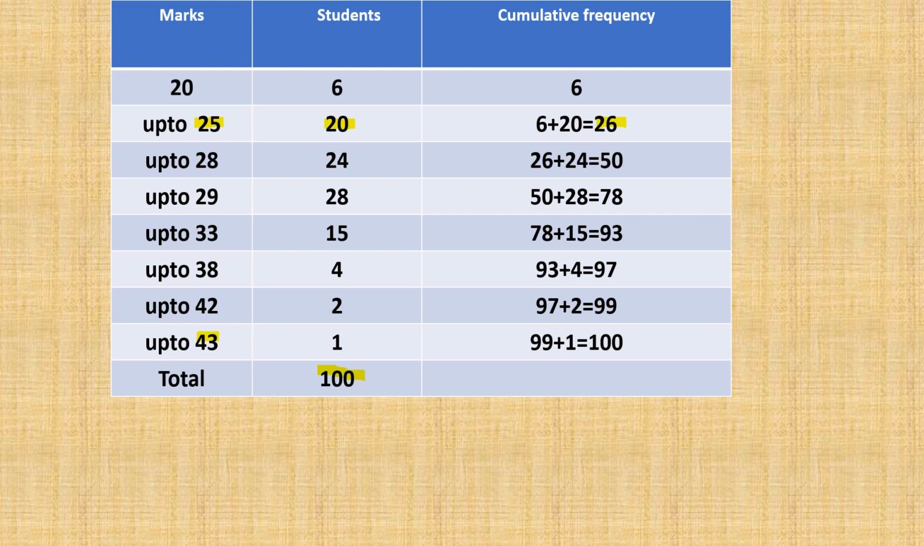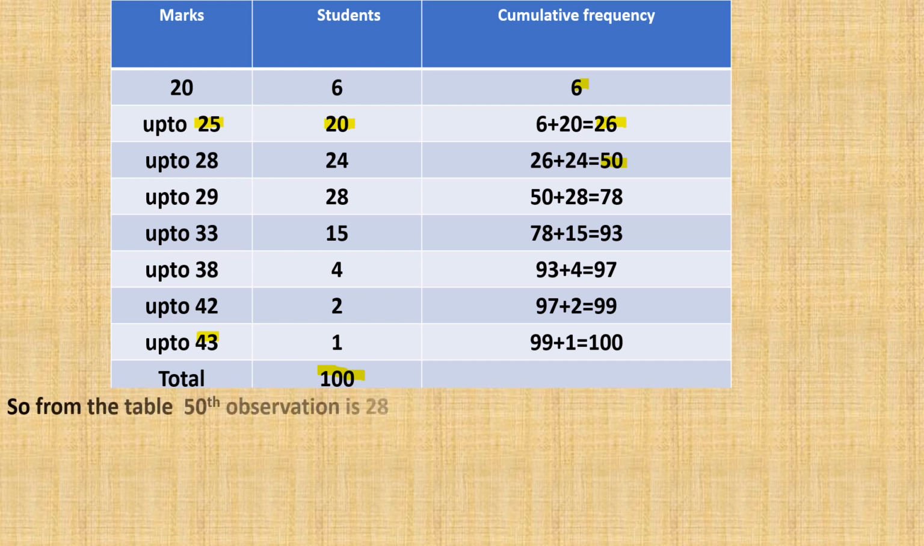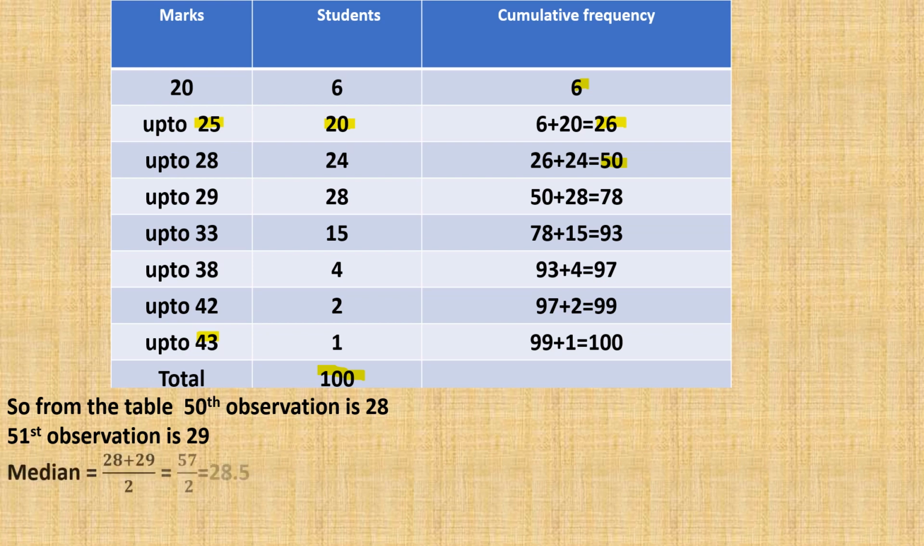So in this, what is the 50th observation? See, up to the 6th observation is 20. Up to the 26th observation is 25. So up to the 50th observation is 28. So the 50th observation is 28. From the table I can say that the 50th observation is 28. And the 51st observation, the next observation, will be 29. So remember, for 20 marks you will write 6 and up to 25 you will write 26. Like that, the 51st observation is 29. So the average of those two will be 28 plus 29 by 2. 57 by 2, 28.5 will be the median of the data.